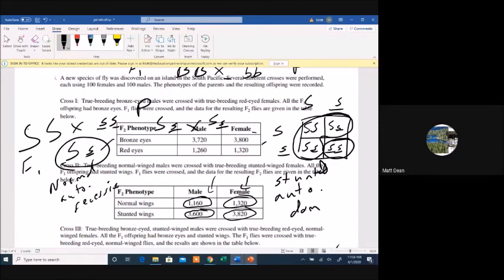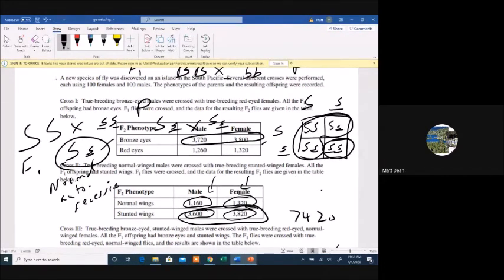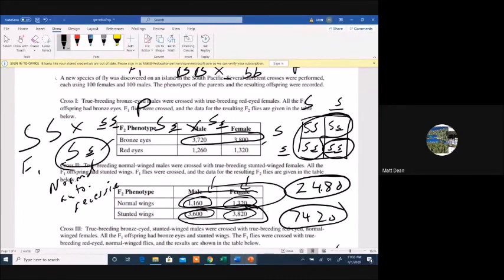And if we look at those numbers, sorry, I'm on the wrong one. So here for stunted, we have 3,600 plus 3,820. So that would be, what, 7,420? And then here we have 1,160 and 1,320. So let's see, that's going to be 2,480. Not a perfect 3-to-1 ratio, but really, really close.